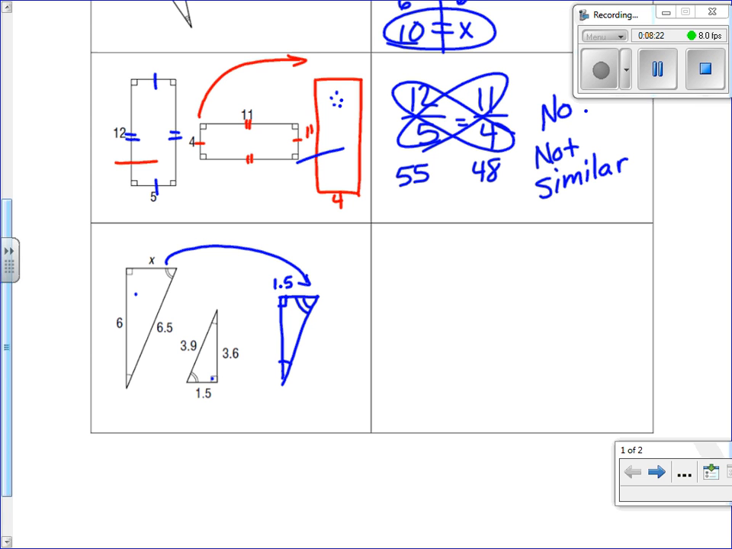Okay, now the side that goes between the right angle and the single line is 3.6. And this line right here that goes between the single line and the double line is 3.9. Okay. So now what we have is we have two triangles that we can compare.